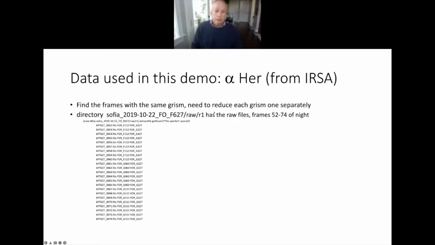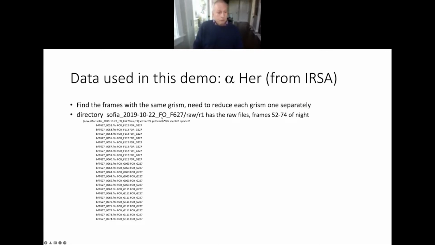So if you were in part 1, and if you are at all interested in reducing Sophia data, you know how to get it out of the archive from URSA, which is a very straightforward interface. If you were to type in the source alpha Her and instrument FORCAST and spectroscopic mode, you'll easily find these data. Download them to your computer.